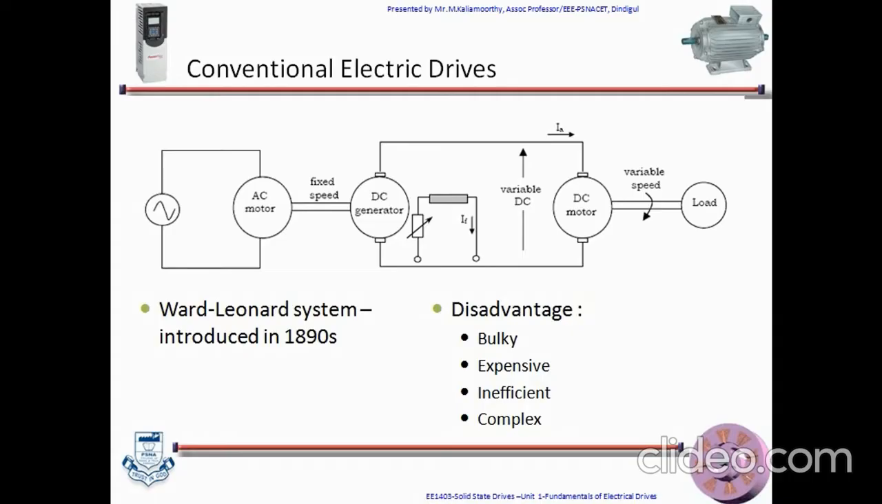This system is known as the Ward Leonard system, which was introduced in the 1890s. Because of the problems associated with the Ward Leonard system, we have to switch to some other sort of drive system which eliminates all these disadvantages. This became possible in the 1960s after the invention of power electronic devices.